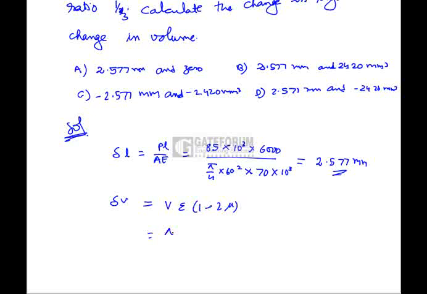Here volume is nothing but pi by 4 d square L, and epsilon is nothing but del L by L, that is longitudinal strain, and into 1 minus 2 mu. So here all the values are there, just substitute all the values and we get a value of 2420 mm cube. So in the options the right answer is B. B is the right option.